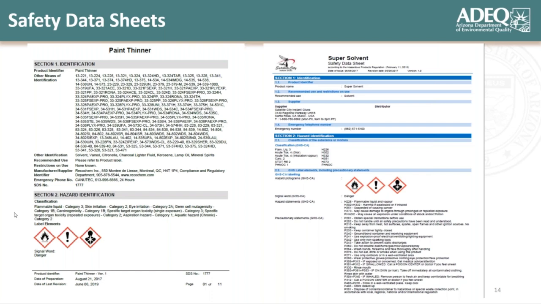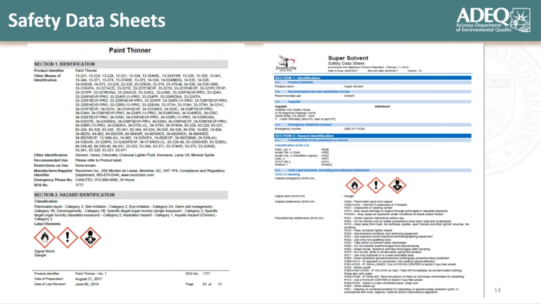Safety data sheets are provided for all chemical products sold and are usually available online. You can normally call your product supplier if safety data sheets cannot be found online. And what you're looking at here are the covers of 2 safety data sheets for solvents used in painting processes. Safety data sheets will always look similar and have the same 16 sections.